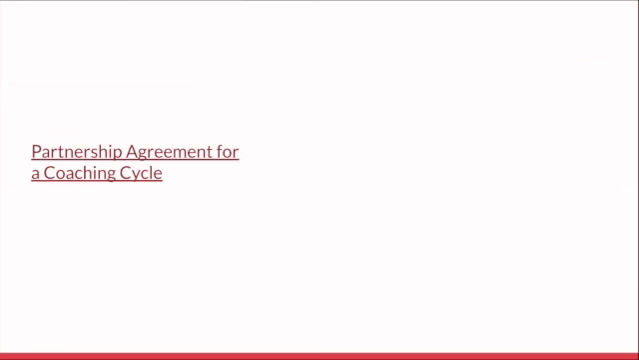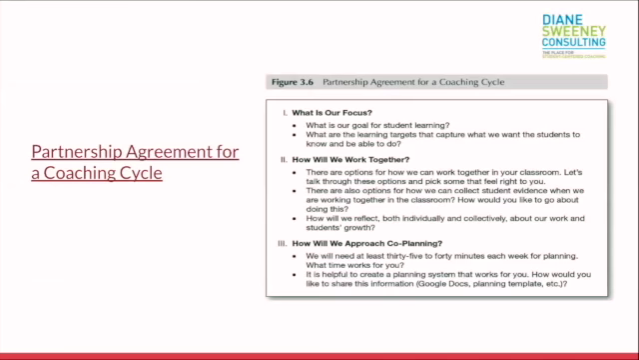Okay, so one thing that I think is really helpful when you're setting up a coaching cycle is to make sure you have an agreement about what you want to accomplish. This tool is in this slide deck, so you'll have access to it. It really focuses you and the teacher you're going to be working with on what your goals are and what you plan to accomplish. It gives you some idea about what your focus is, what our goal for student learning is, and then really how you're going to work together.